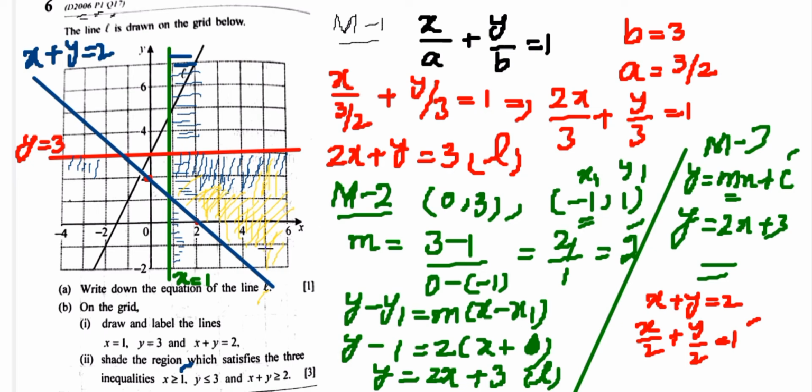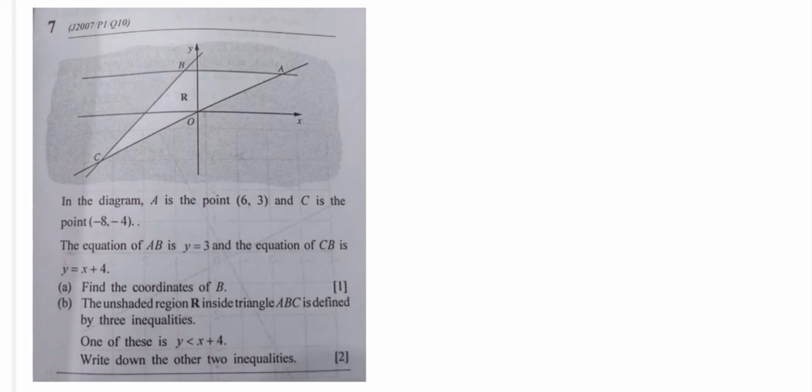Next one. In the diagram, A is the point (6,3). This is your point A (6,3) here. I should change the color. This is A (6,3). C is the point (-8,-4). The equation of line AB is y is equal to 3. This line has the equation y is equal to 3.